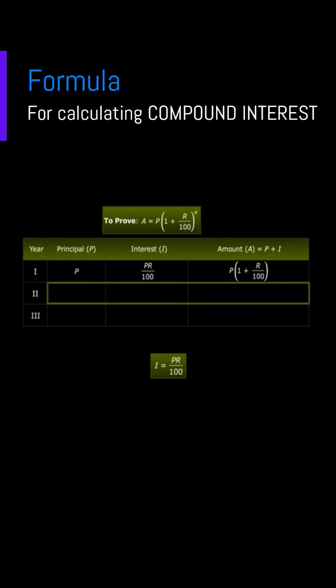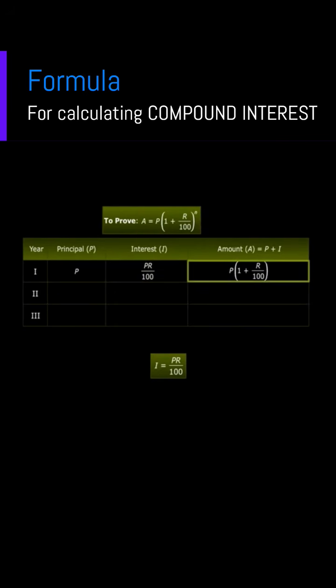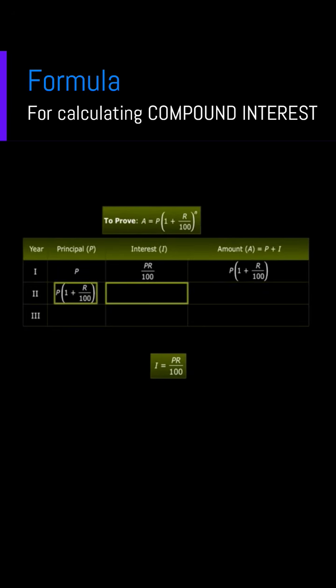Now let's move to the second year. Look at this. Yes, the amount at the end of the first year now becomes the principal for the second year. Now what about the interest? I calculate my interest on this principal. So my interest is P into (1 plus R by 100), that was the principal, into R by 100.